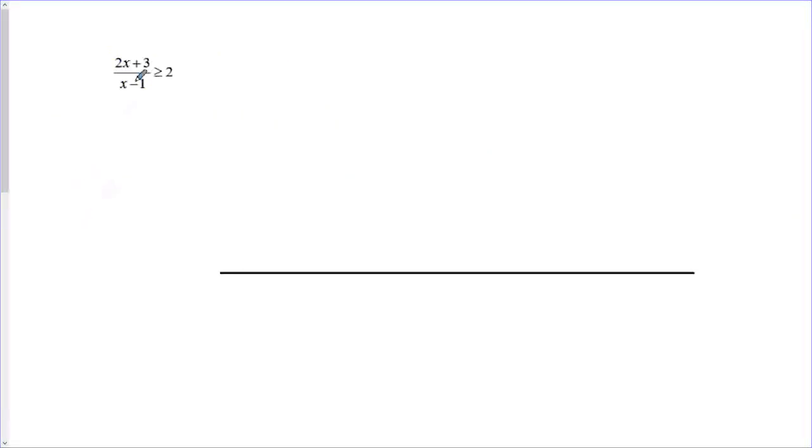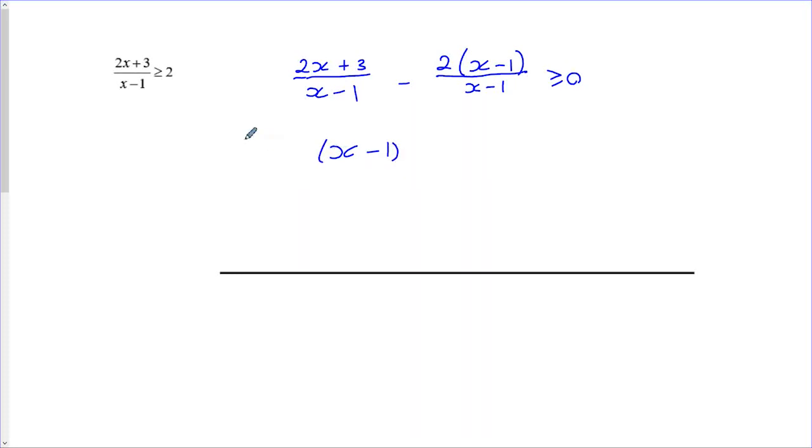Right, let's look at another one. So this one we've got to first subtract 2 from both sides. So I'm going to go 2x plus 3 over x minus 1. Now what I'm going to do is minus 2, but just to save some time, I'm going to write it straight into the same denominator with a view to combining these two fractions. So over x minus 1, I actually end up with 2x take away 2x, no x's, 3 plus 2. I actually get 5 over x minus 1 is bigger than or equal to 0.